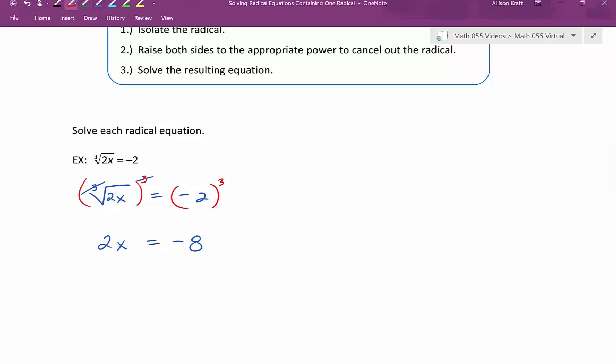We solve the resulting equation. By dividing by 2, we get x to be equal to negative 4. Since we raised both sides to an odd power, there's no need to check our solution. Unless you're unsure about the steps you did, and then you can always check a solution in the original equation, but we don't have to.